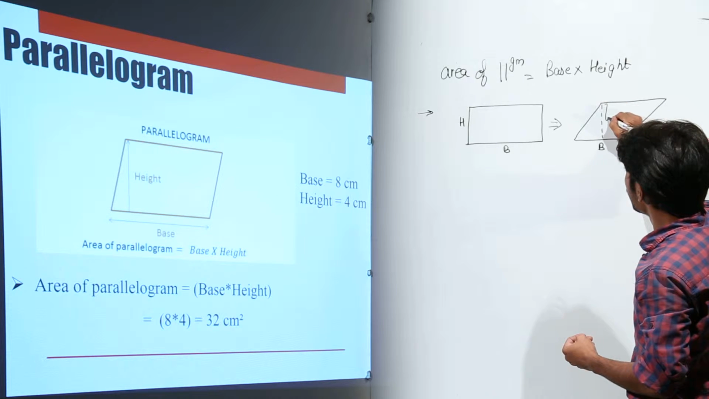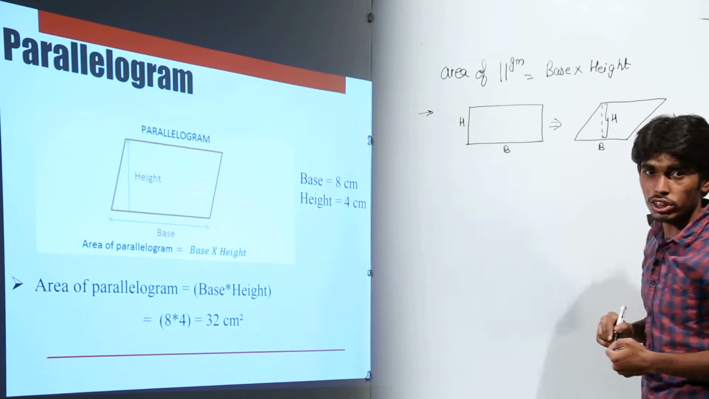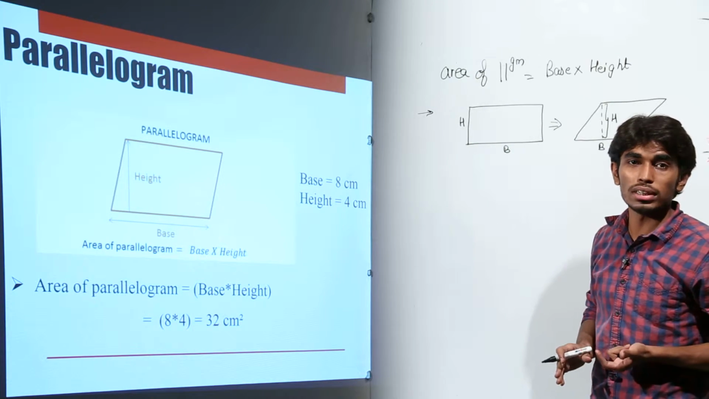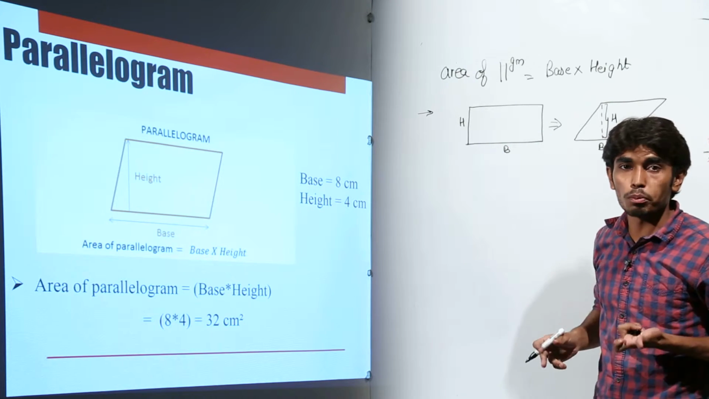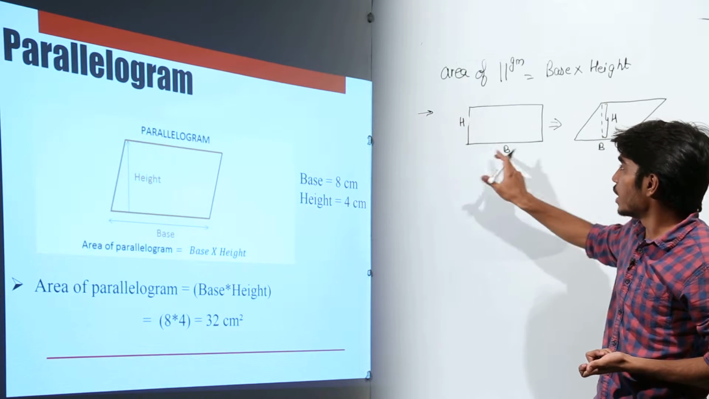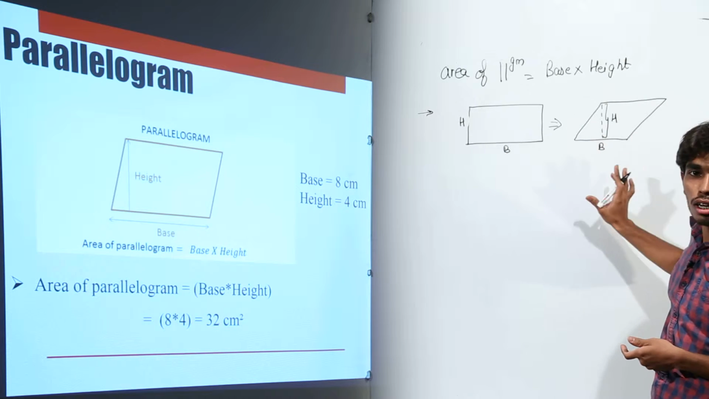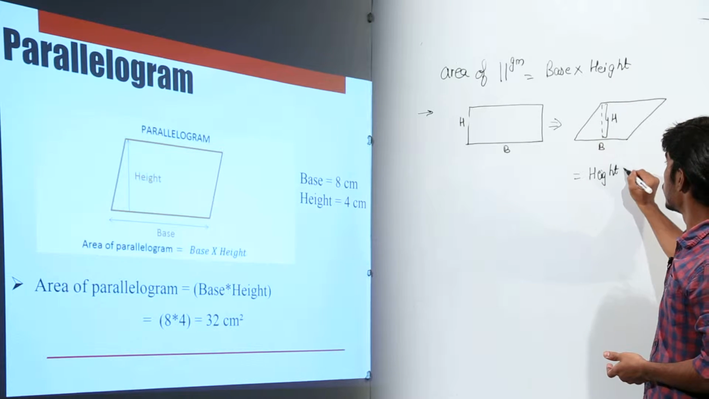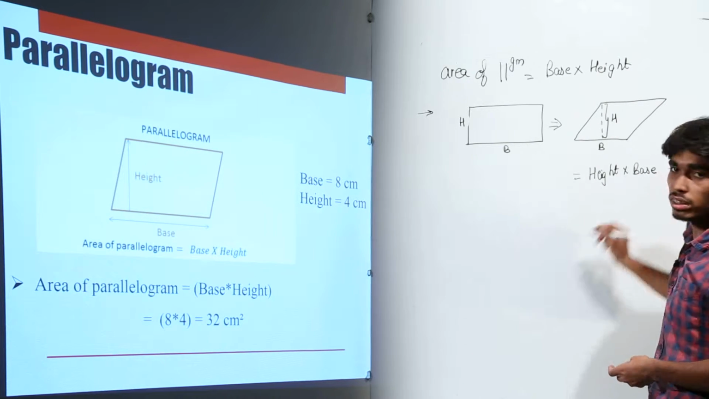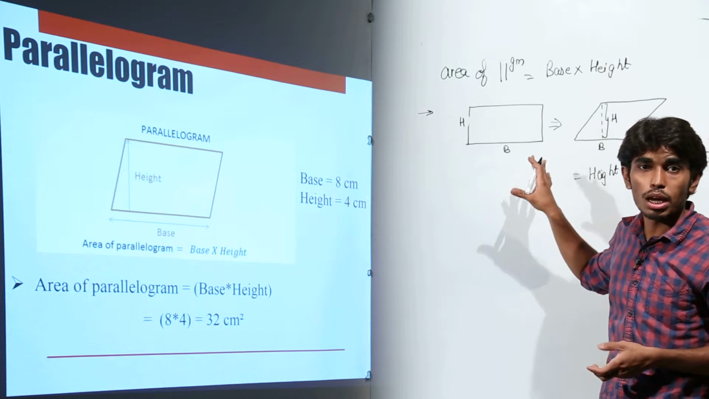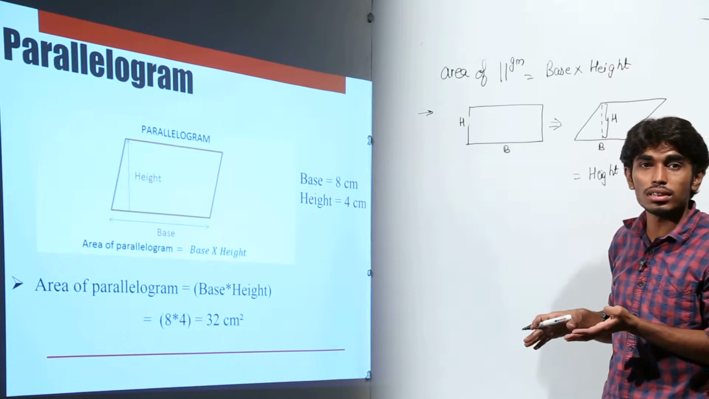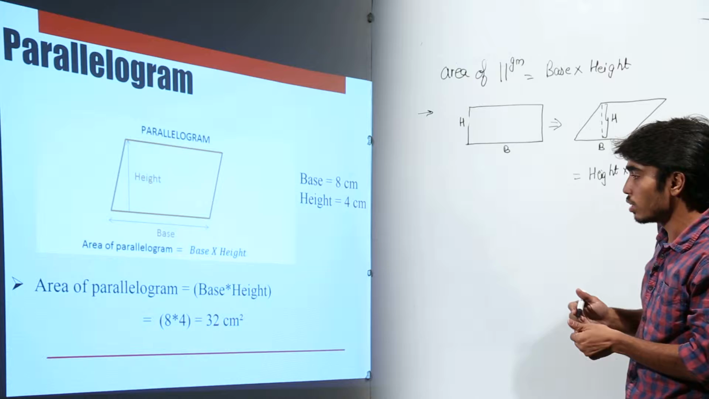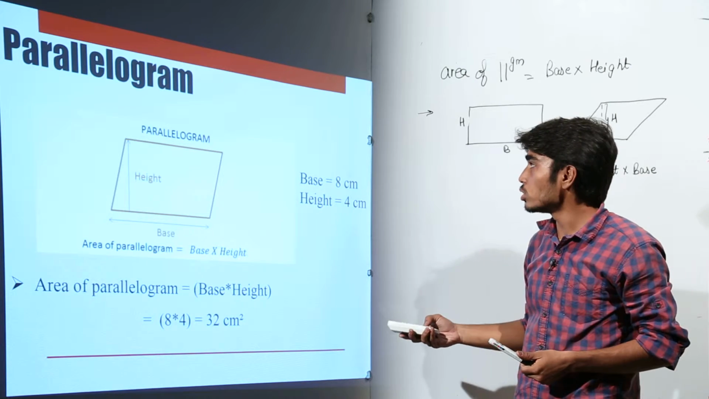And this dotted length would be h. Now, as you have changed the orientation of the rectangle, the area would remain the same. For a rectangle, the area is length into breadth, that is height into base. Similarly, for a parallelogram, the area would be height into base, because it's the orientation that has changed but not the area. The area still remains the same because we have not added anything or removed anything. We have just changed the orientation. Let's do some questions on parallelogram.